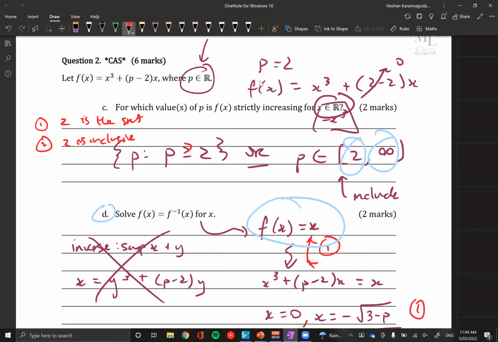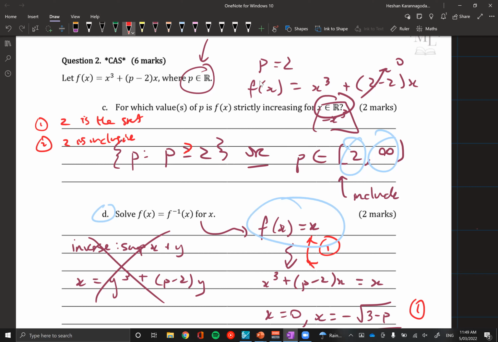SACs depend on the teacher. Some teachers can be clueless and might make that a 1 mark question. But if you're structured, this would be an exam type question. So in an exam, this would be 2 marks, and 1 mark would be for recognizing 2 as the starting value, the key value, and then also recognizing that 2 is inclusive as well.